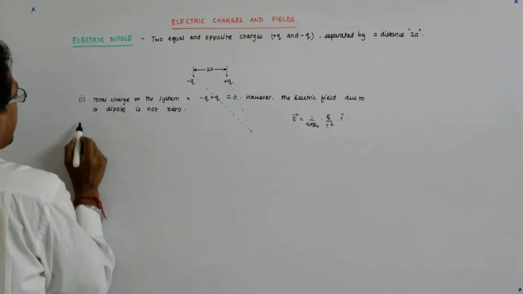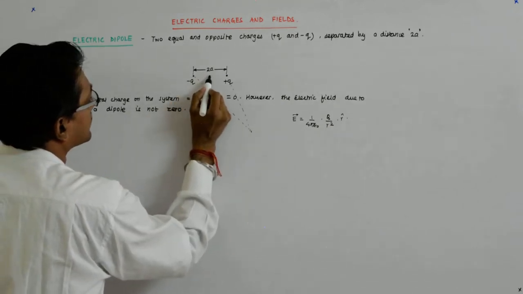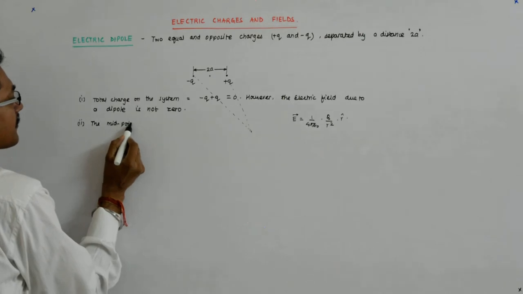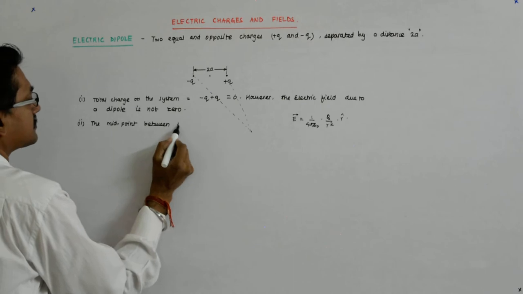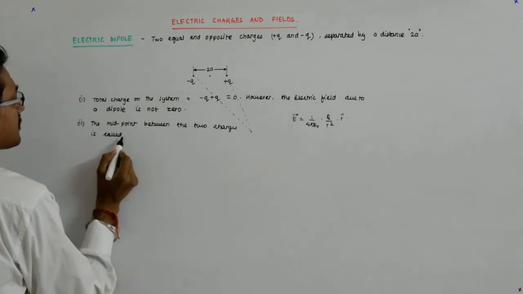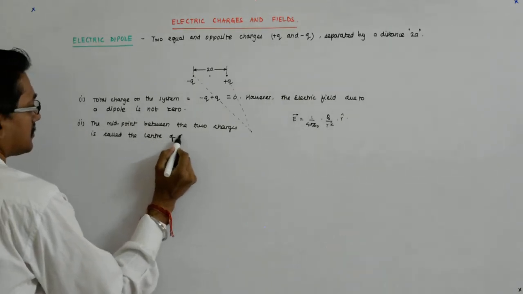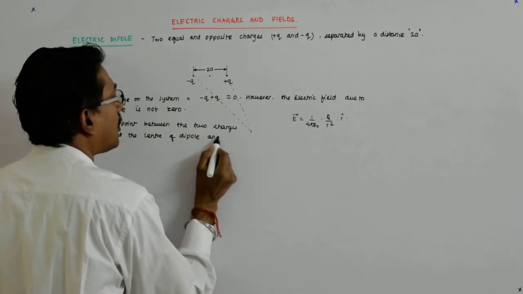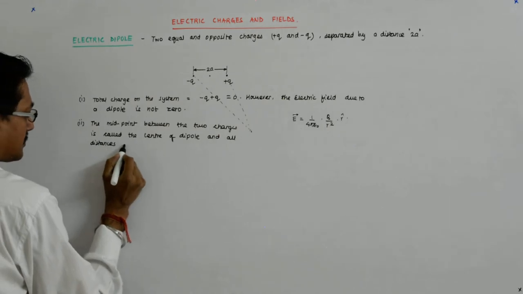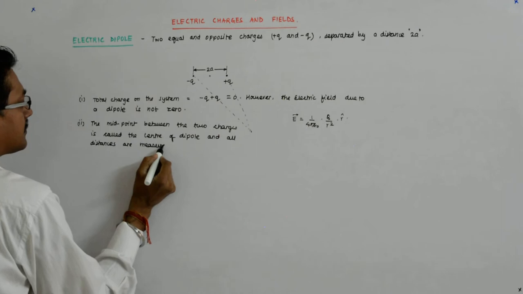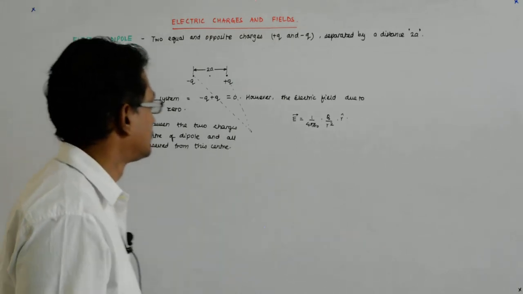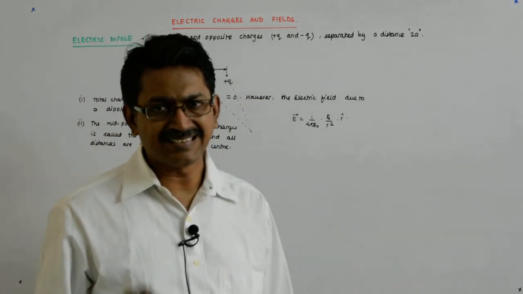That is one. The second thing about the dipole is that the midpoint between the charges is the center of the dipole. The midpoint between the two charges is called the center of dipole, and all distances are measured from this center. Okay, all distances are measured from this center.